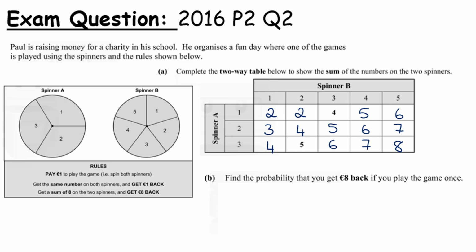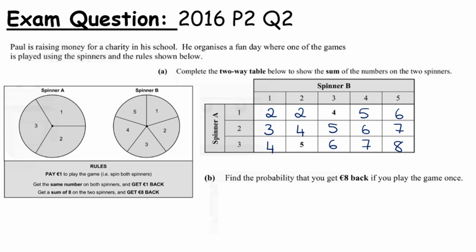Just as a reminder, Paul is raising money for charity in his school. He organizes a fun day where one of the games is using spinners, and the rules are shown below. The first thing we did was complete our two-way table to show the sum, when we're adding together the two numbers on the spinners. Now the rules are you pay €1 to play, and if you get the same number on both spinners, you get your €1 back. And if you get a sum of 8 on two spinners, you get €8 back.